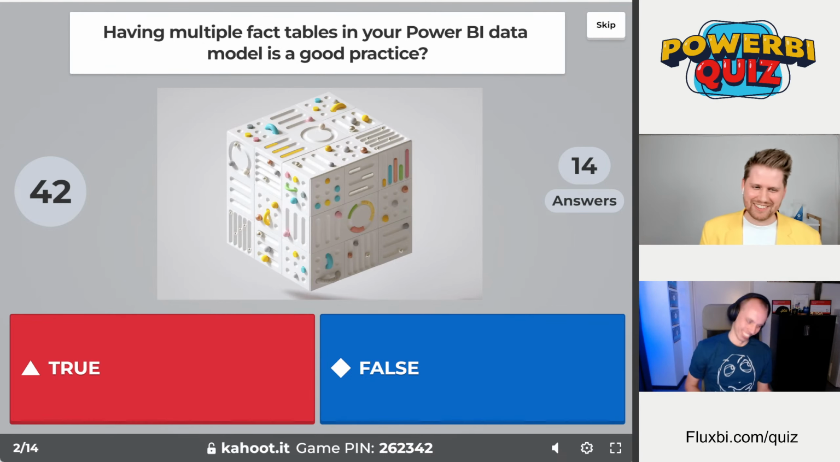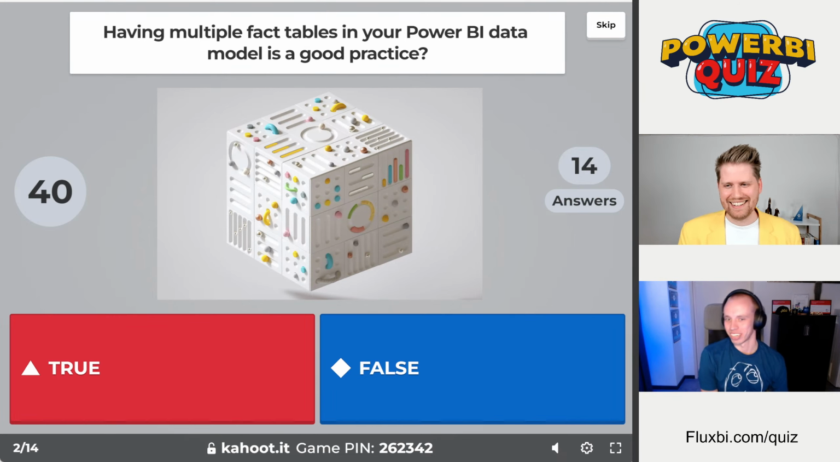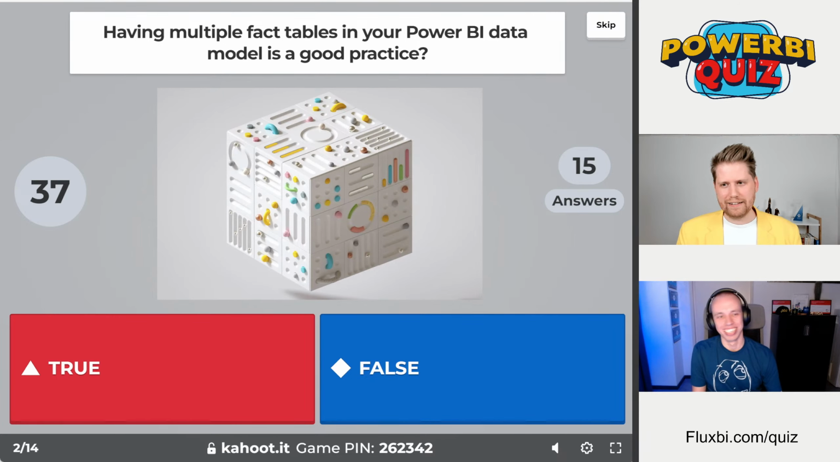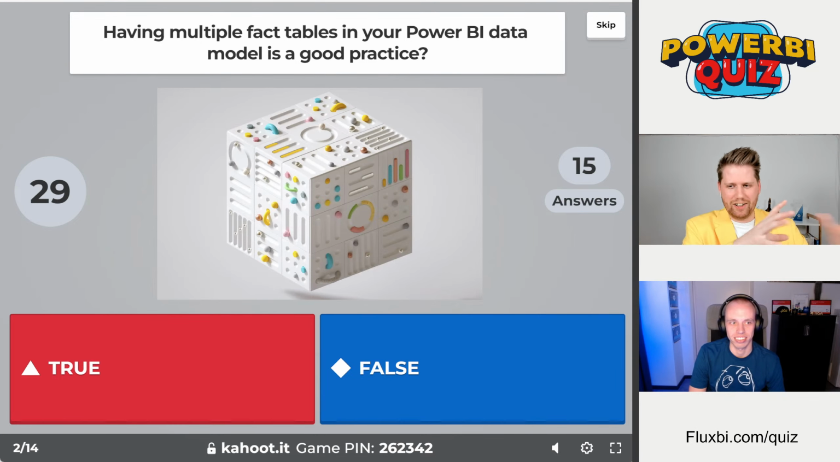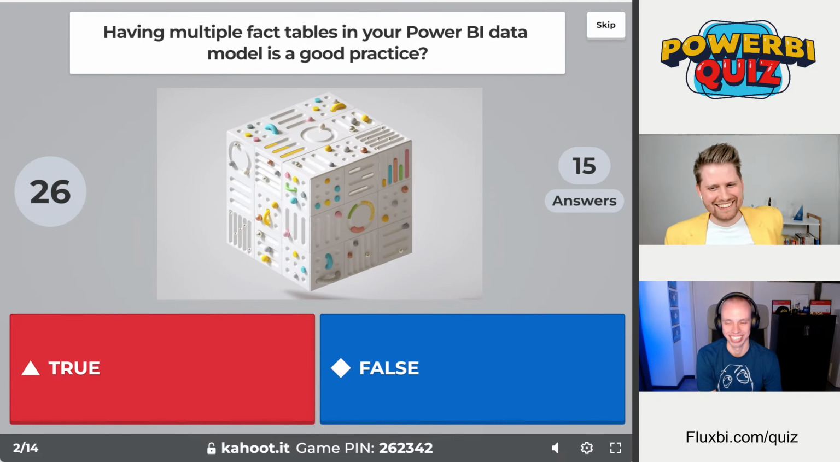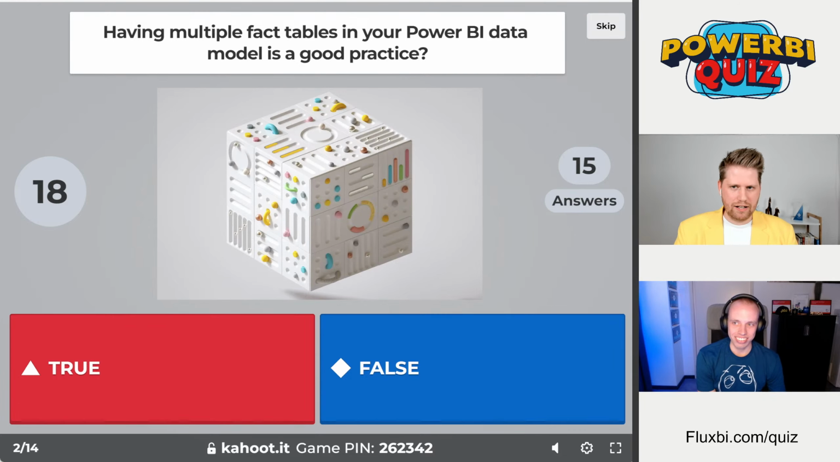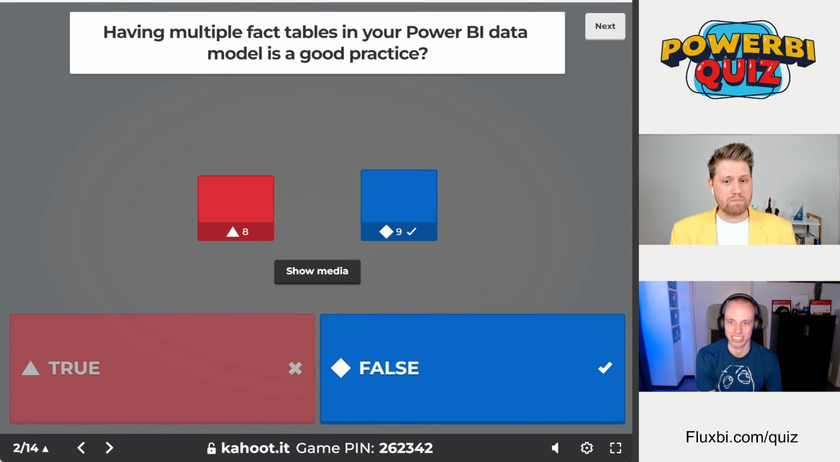Question number 1. Having multiple fact tables in your Power BI data model, is that a good practice? Yes or no? False or true? Click the right button, guys. True or false, and vice versa. Always challenging. It's like that test where you have to click the green colored button and it says the letters red in a green color. Yeah, vice versa. Always challenging.